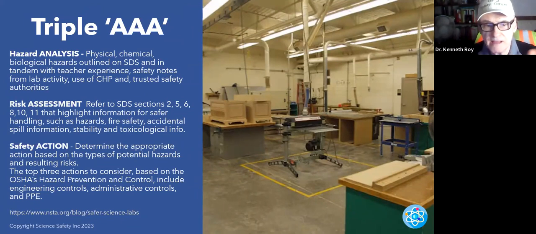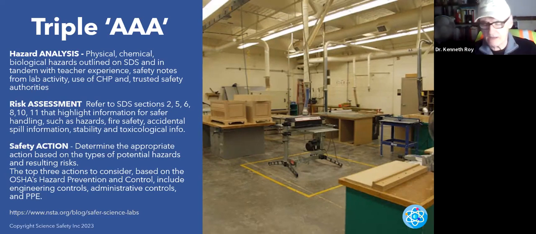Safety notes from lab activities, use of CHP or chemical hygiene plans, and trusted safety authorities, right? You need to analyze what the hazards are. This is before you do any activity or demonstration, I might also add. Do a hazard analysis. Then you do a risk assessment. Once the hazard's in place, okay, what are the risks? Well, if it's chemical, you can refer to the safety data sheet, and we have the sections listed there, right?